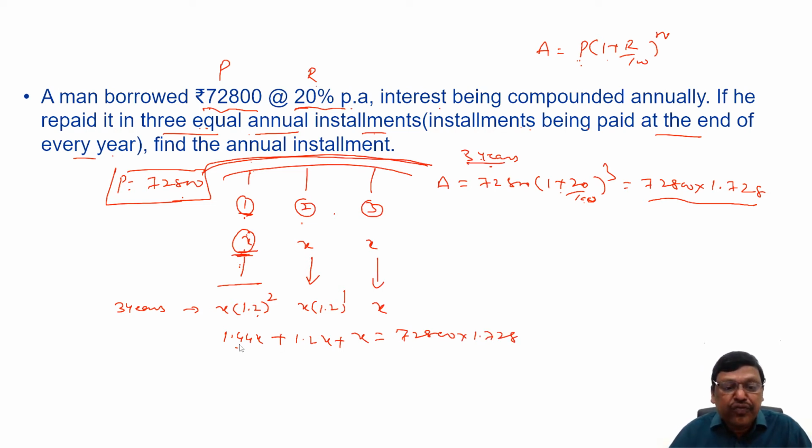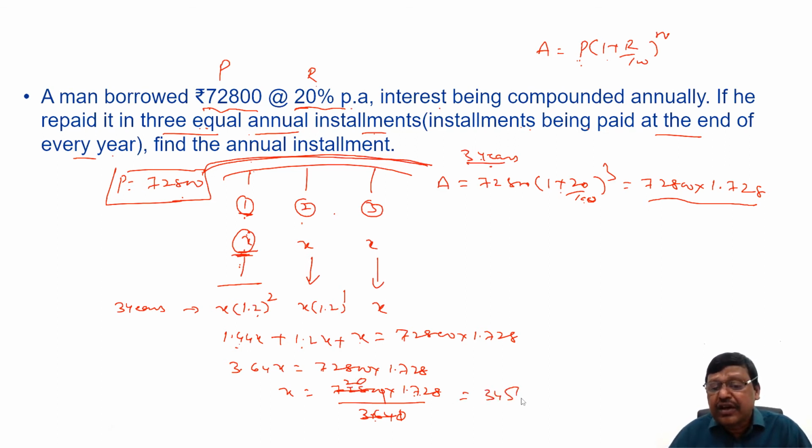You can see here 1.44 plus 1.2 is 2.64, plus 1 gives 3.64x, equals 72,800 into 1.728. If I simplify, x equals 72,800 into 1.728 by 3.64. There are two digits after the decimal here and three digits there. One digit extra means remove it and put a 10 here. The 10 gets cancelled. 364 goes into 728 twice. So 20 into 1728 will be 34,560. So when you simplify this, you get the installment amount as 34,560. This is one way of solving it.